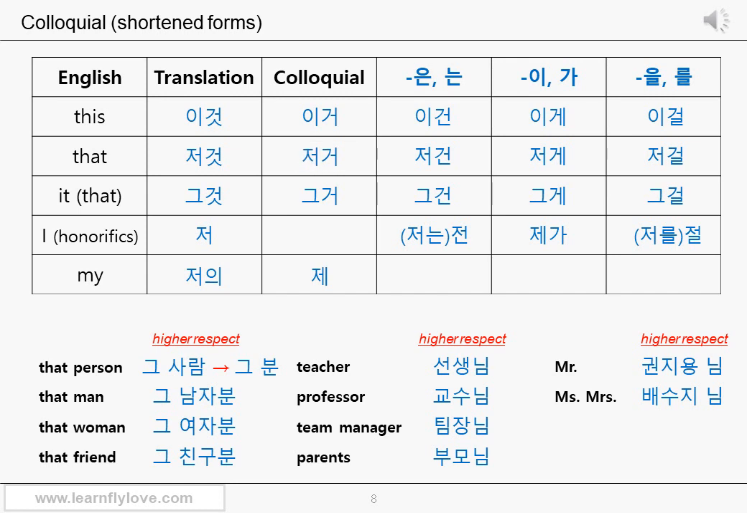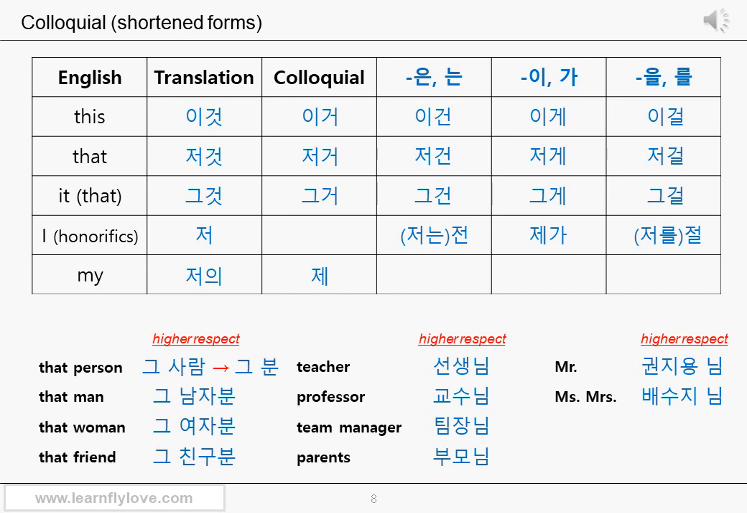저거. If you add a particle 은 or 는, it becomes 저건, 저건. If you add a subject particle 이 or 가, it becomes 저게, 저게. If you add the object particle 을 or 를, it becomes 저걸, 저걸. It's the colloquial or shortened form of 저거를 or 저것을.